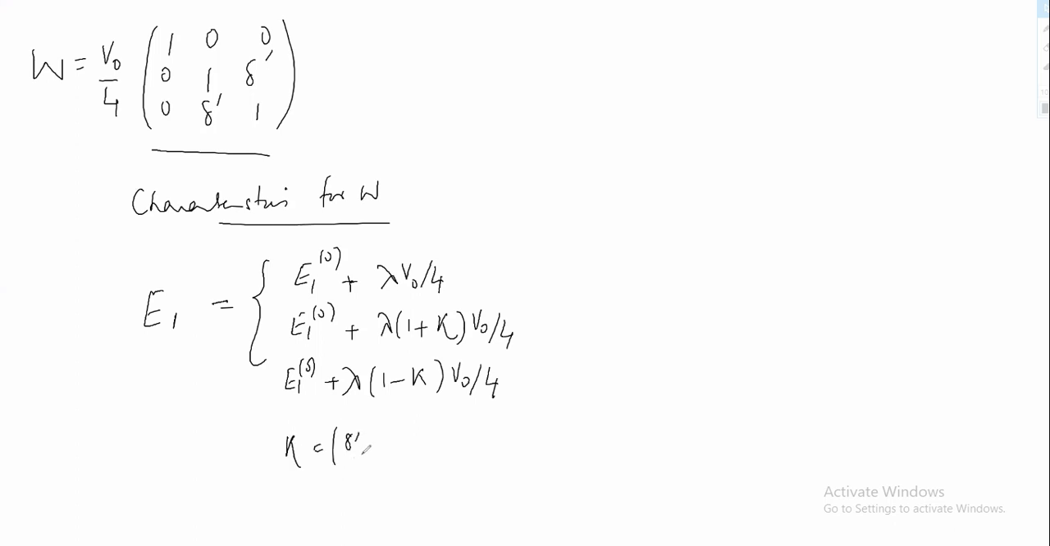Where what is kappa? Kappa is a constant factor, 8 by 3 pi whole square you will find. This is approximately 0.72. And what is lambda?